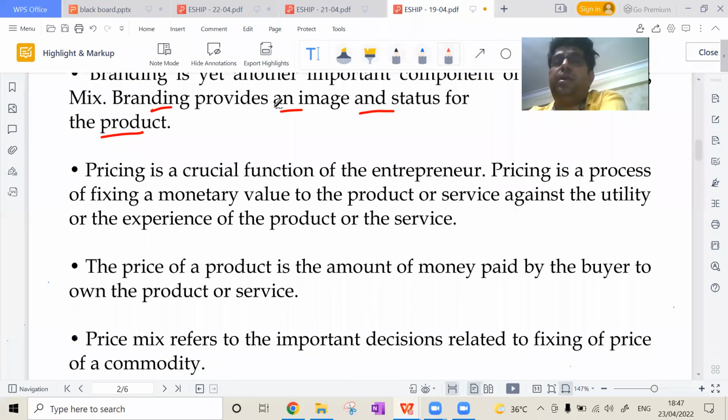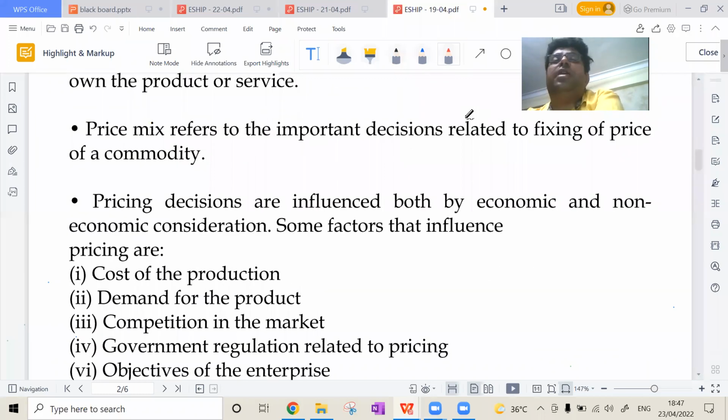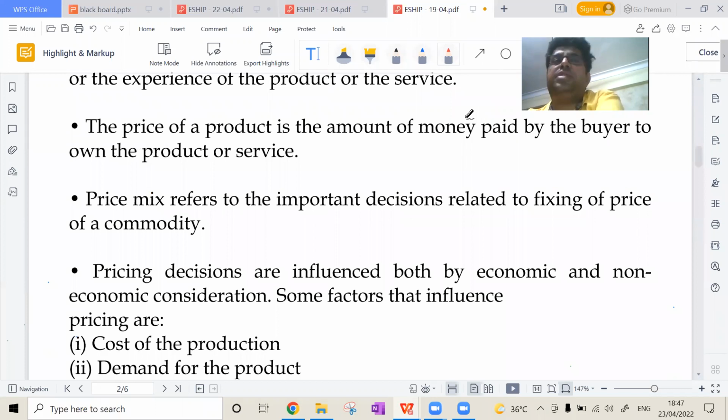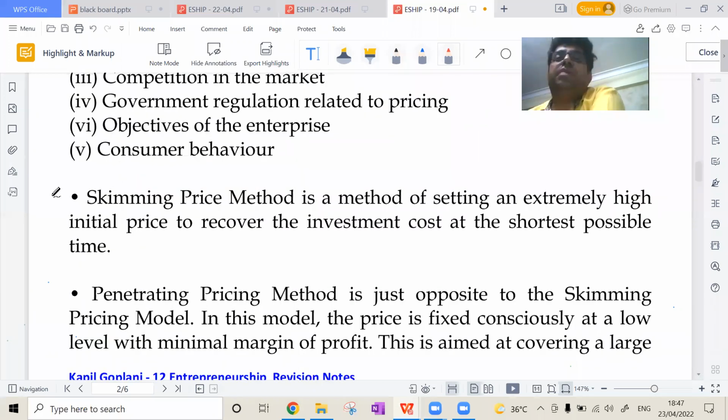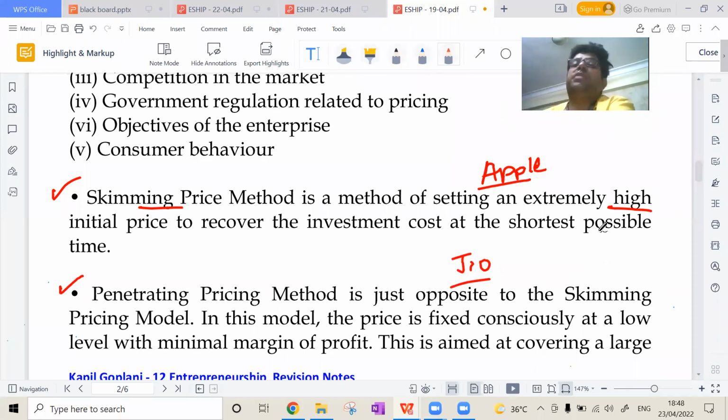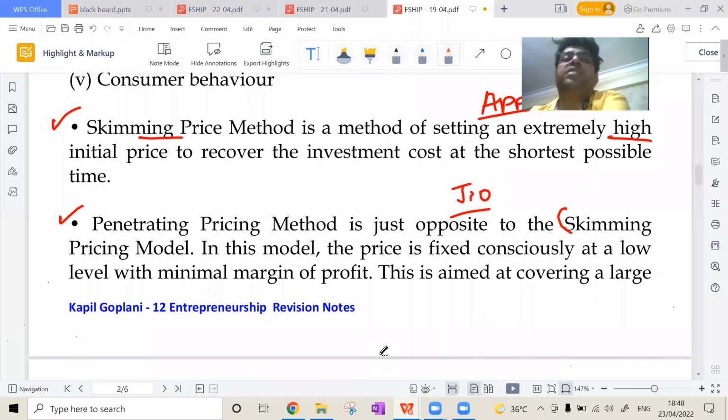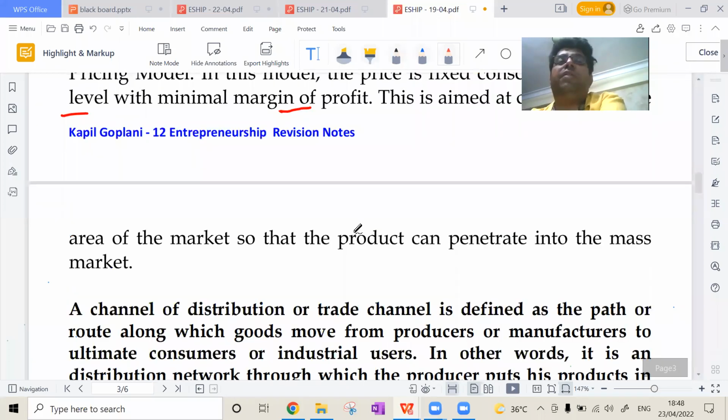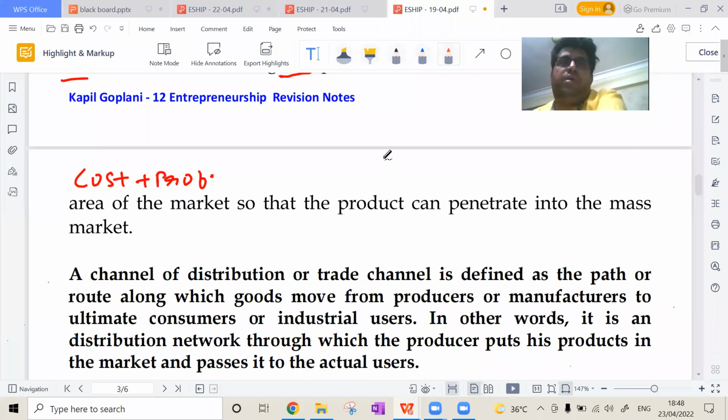Now, coming on to pricing. What is pricing? Pricing is again a crucial function. We have to decide at what price, what will be the value at which I will be selling. Here, questions many times will come from the methods in your book. You can just see that. One of them is the skimming pricing method. What is skimming? It is followed by Apple products. When Apple launches any product, they always launch at a very high price. So the skimming pricing method is just the opposite of penetration. Penetration means a very low level of price so that I can get a maximum share in the market. That is penetration pricing.